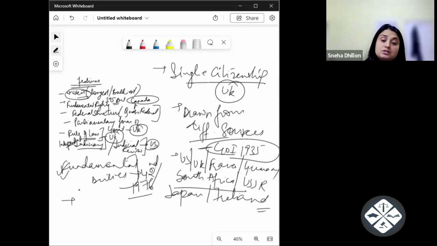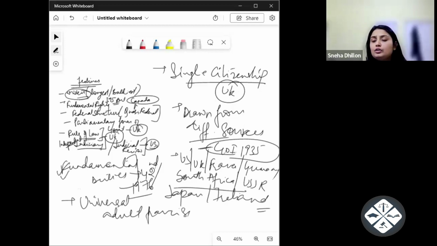Then we have the concept of universal adult franchise. Universal adult franchise means that we provide our citizens who are over 18 years of age the right to vote, to choose a representative for themselves. And this we have from the very beginning only. As soon as the constitution was made, we had provided voting rights, to choose a government of your own wish. However, when it came into existence, the age was 21 years.